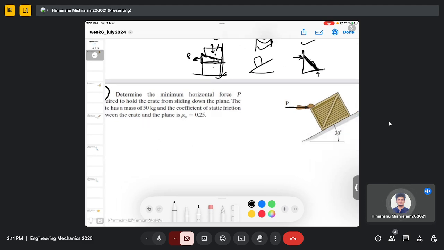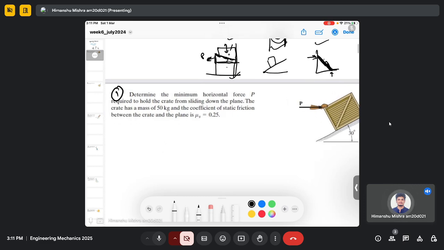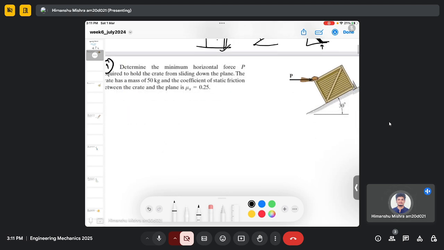So we can start with a pretty simple problem where we have a crate on an inclined plane. In this problem, determine the minimum horizontal force P required to hold the crate from sliding down the plane. The crate has a mass of 50 kg and the coefficient of static friction between the crate and the plane is 0.25. So we have been given this system.